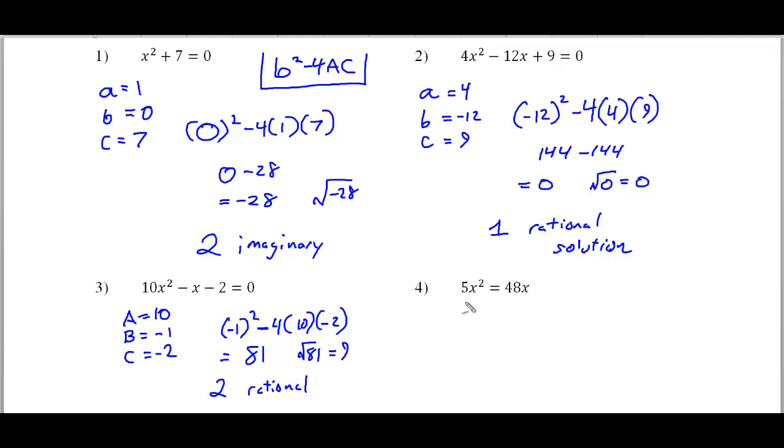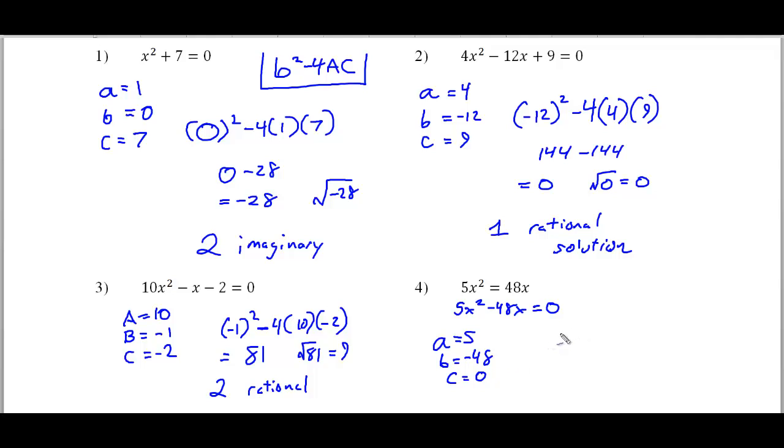For number 4, we have to change the format a little bit to 5x squared minus 48x equals 0. You've got to move that 48 over to the other side. Here my a is equal to 5, my b is equal to negative 48, and my c is equal to 0.